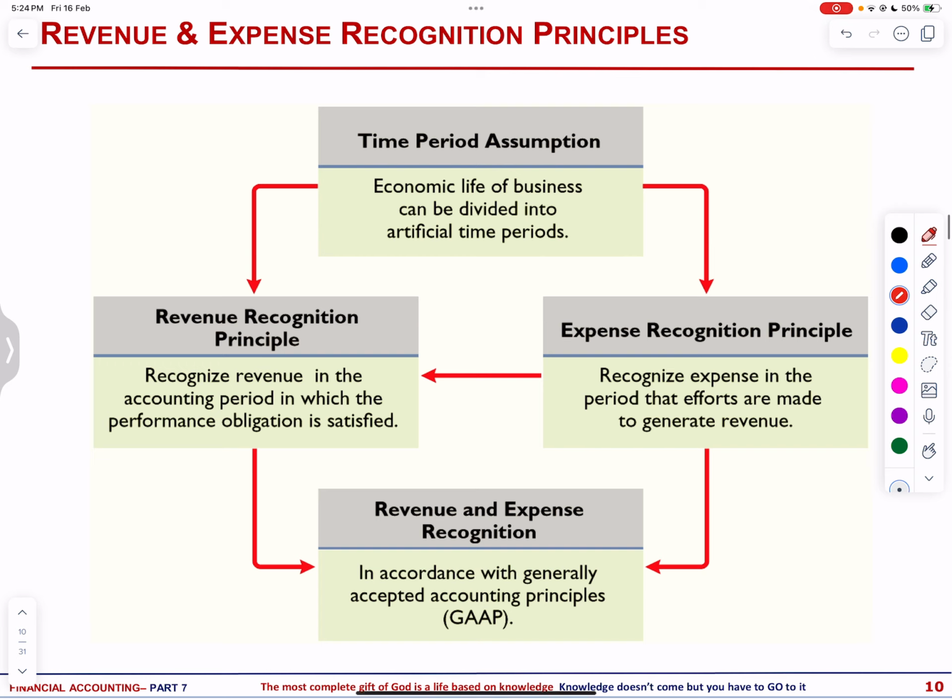These are the principles. The economic life of a business can be segmented into artificial time periods for accounting purposes. Revenue should be recognized in the accounting period during which it is earned. Expenses should be matched with revenues in the period when efforts are expended to generate those revenues. These principles are in accordance with GAAP.